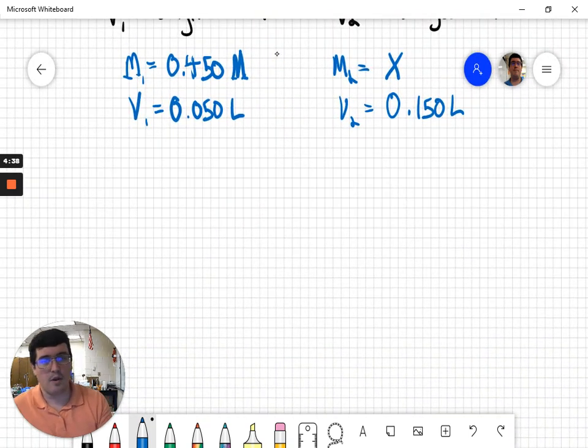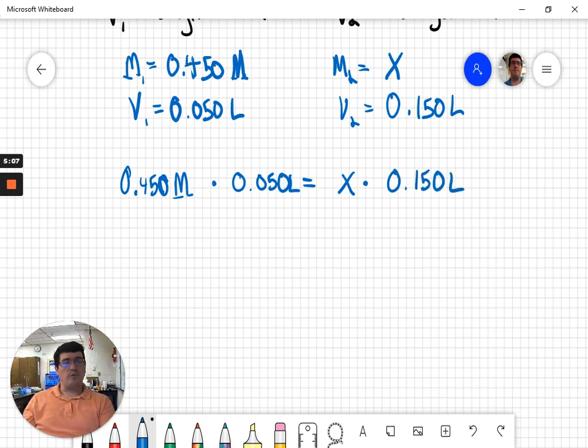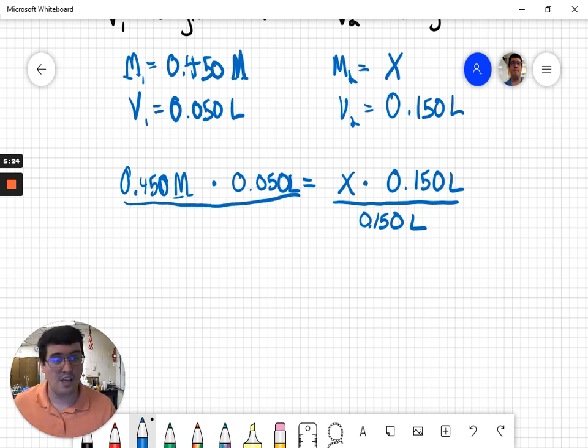So now all we've got to do is a little bit of algebra. We're going to plug these into the equation. So it's 0.450 molars times 0.050 liters equals X times 0.150 liters. So how do we get X all by itself? We need to get rid of this number over here, so we're going to divide by 0.150 liters. Anything you do to one side, you have to do to the other side. Good old simple algebra. By the way, this is as complicated as it gets. You master this, and you're good.